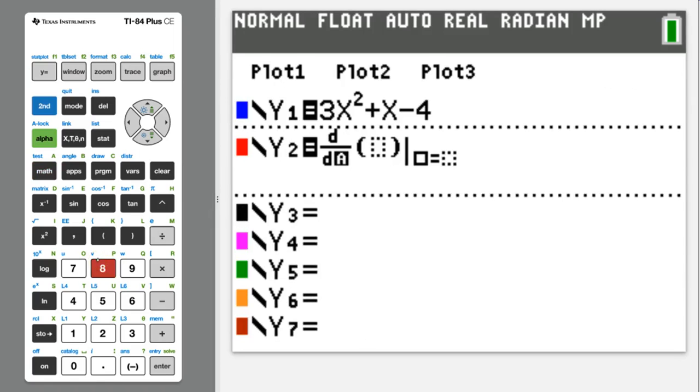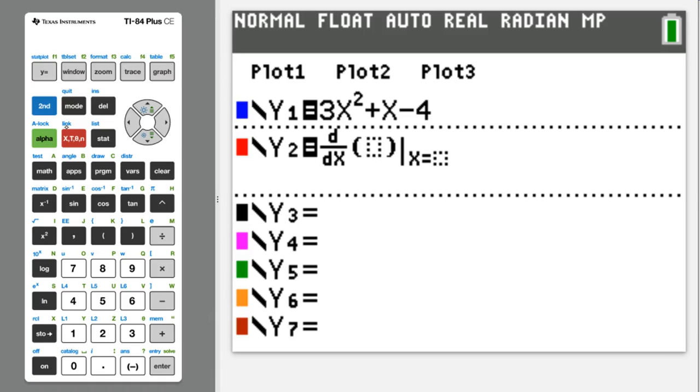Now you'll notice that my calculator changed it to the Leibniz notation, but some of you might just see nDeriv in your calculators. It depends on how old they are and what model you have. So we're going to put an x in the box there, so we have d something dx. And then the function goes in this space. You could just type it all over again, 3x squared plus x minus 4.